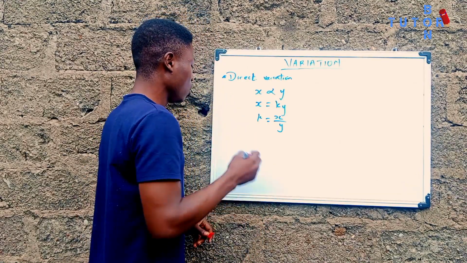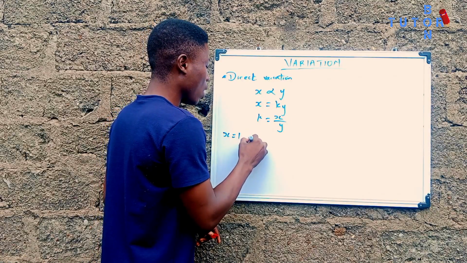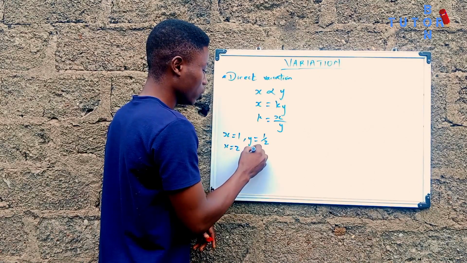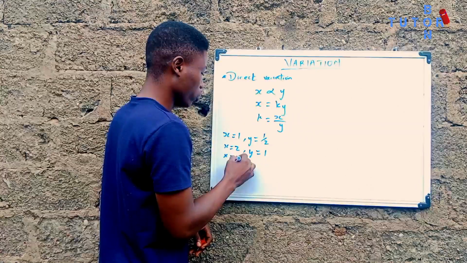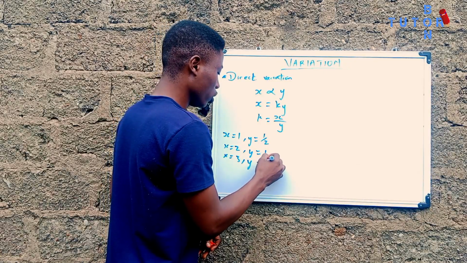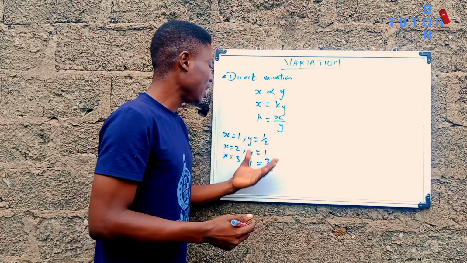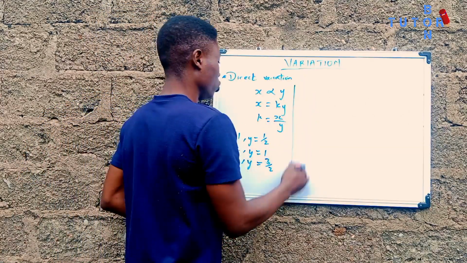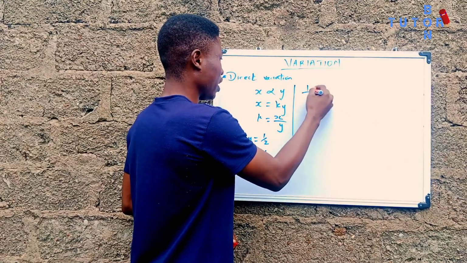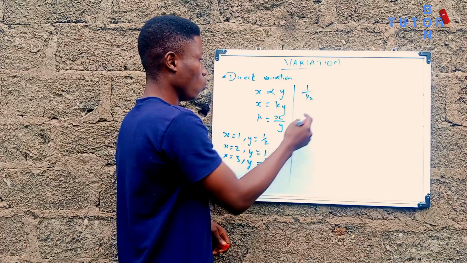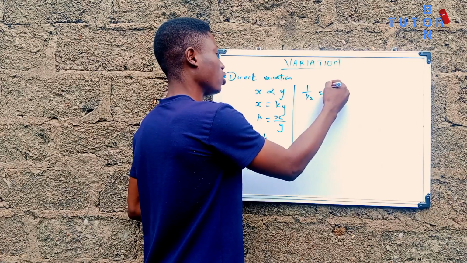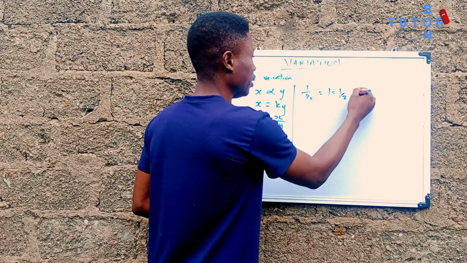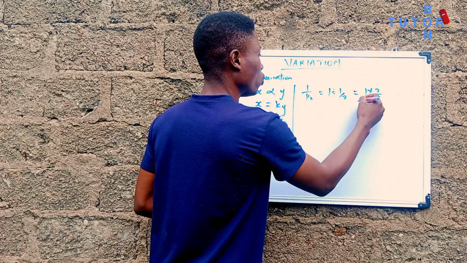From the one we did earlier, when our x equals 1, our y is equal to 1 over 2. When our x equals 2, our y equals 1. And when our x equals 3, our y is equal to 3 over 2. Let's find the value of x over y in all these three and see what we have. You have your x to be 1 divided by 1 over 2, which is your y. You can simply write this as 1 divided by 1 over 2, which is the same thing as 1 multiplied by 2 over 1, which equals 2.